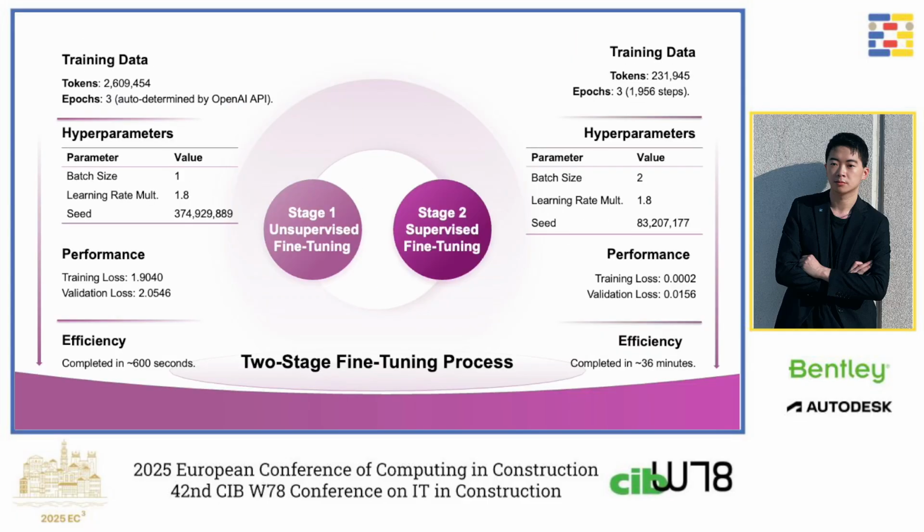Our two-stage fine-tuning achieved excellent convergence. Stage 1 validation loss reached 2.05. Stage 2 significantly reduced this to 0.0156, which indicates near-perfect alignment with target outputs. This progressive loss decay confirms the effective knowledge transfer.